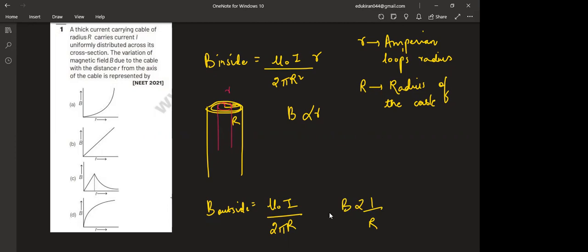If this is the wire, the radius of the wire is R, and we are choosing a point located outside. So this will be the Amperian loop, and it will be enclosing all the current. So the derivation is there, but we do not need a derivation right now. So the formula will be this. So initially, B is directly proportional to r, and then you get an inverse hyperbola because it is inversely proportional. So the variation with r from the axis is like this. So the correct option is C.